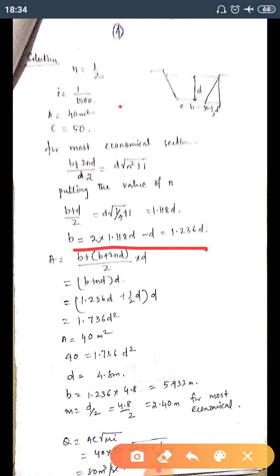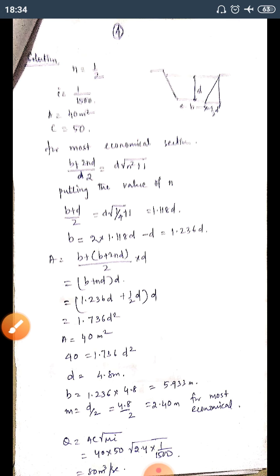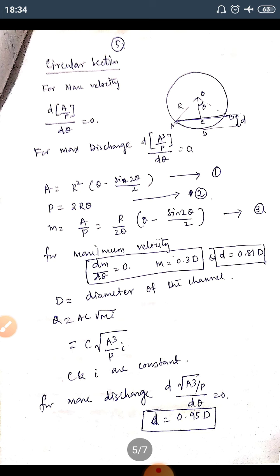Putting all these values, we get B is equal to 1.236 D, and from that, putting the values of area, we get area is equal to 40 meter square, and from calculating the equations, we have got area is equal to 1.736 D square. Equating these values, we get D is equal to 4.8 meter, and m is equal to D by 2. Q is equal to AC root of mi, and putting all these values we get 80 meter cube per second. Next section we will consider for economical channel section, that is the circular channel section.